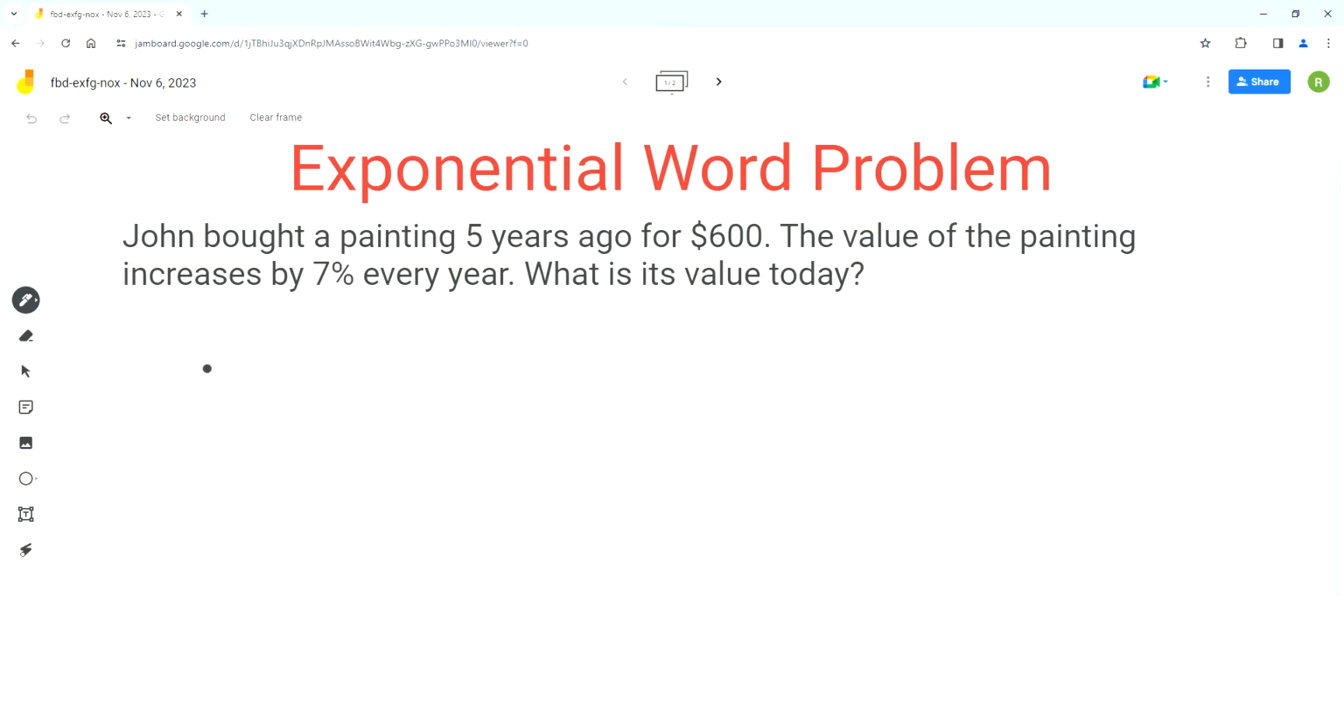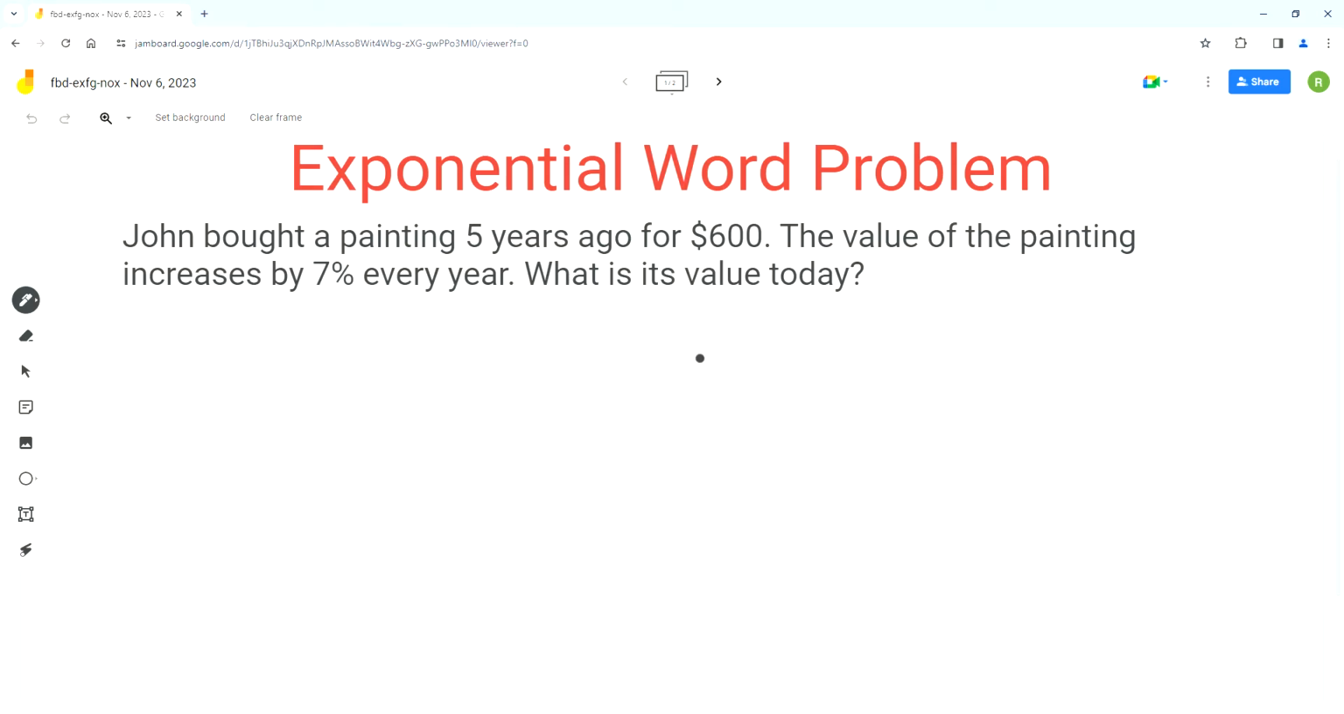Hello everyone. So in this video, we'll solve this exponential word problem. As per the word problem, John bought a painting 5 years ago for $600. The value of the painting increases by 7% per year. And what is its value today?